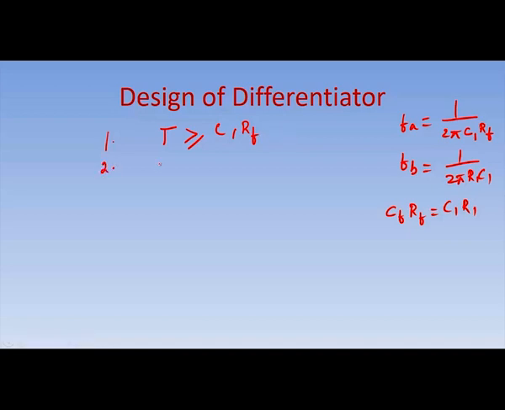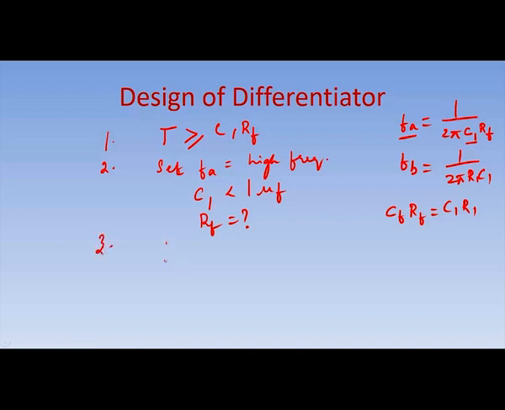And the second one is set FA as the highest input frequency, where C1 must be less than 1 microfarad. So in FA, C1 is set as less than 1 microfarad, and calculate RF. So you will have these two values, C1 and RF.